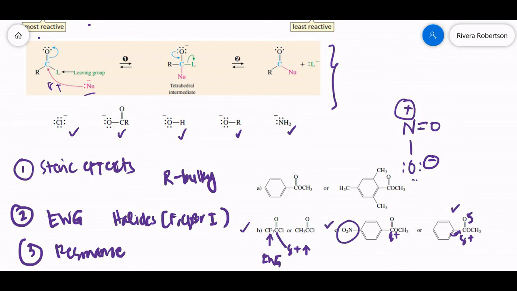Now, let's go to letter A. This one is tricky. Between the two, which reacts faster in nucleophilic substitution? The answer is the compound on the right. Why? Because the presence of the methyl groups here and here makes the carbonyl carbon go out of plane with the ring. So, resonance is hindered, because the plane is twisted and it loses planarity.